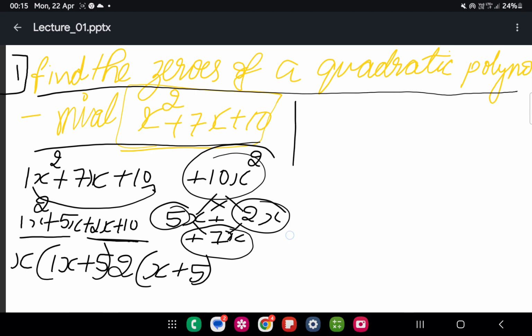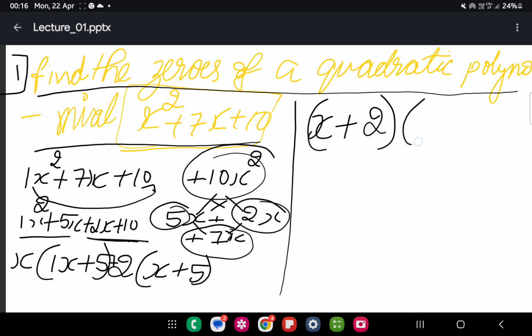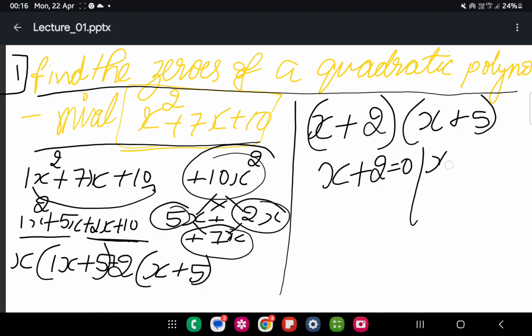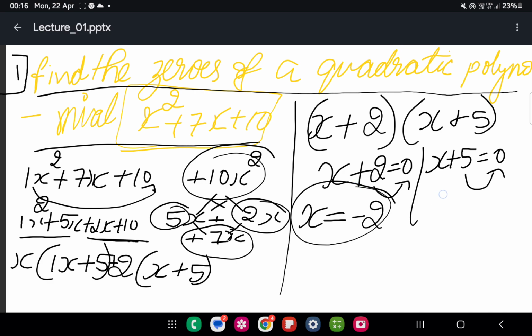So we have x plus 2 into x plus 5. Here nothing is written, so the plus sign will be there. We take x plus 2 equals 0 and x plus 5 equals 0. Shift the 2 to the right-hand side and the 5 to the right-hand side, and you will get x equals minus 2 and x equals minus 5.